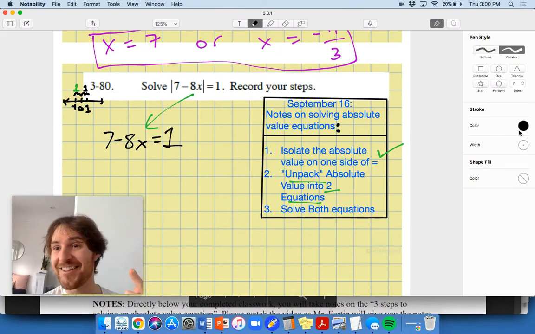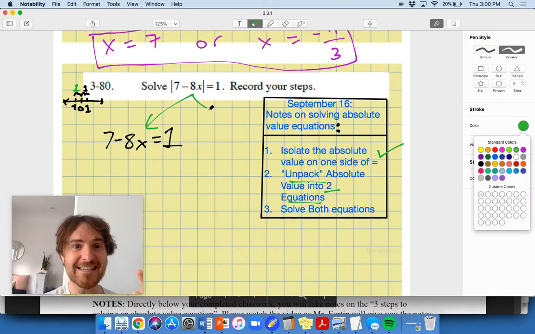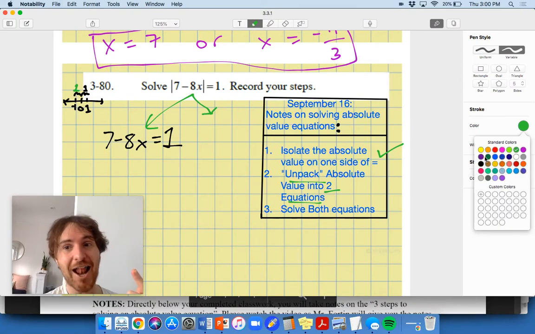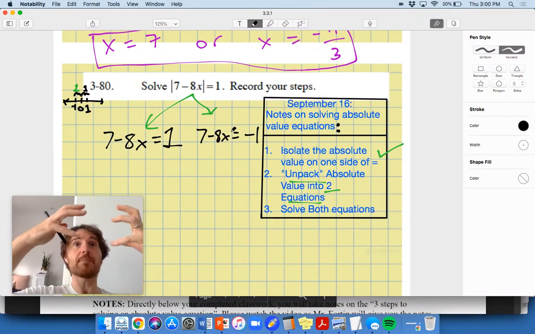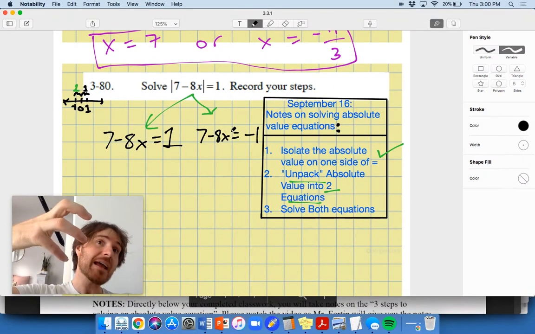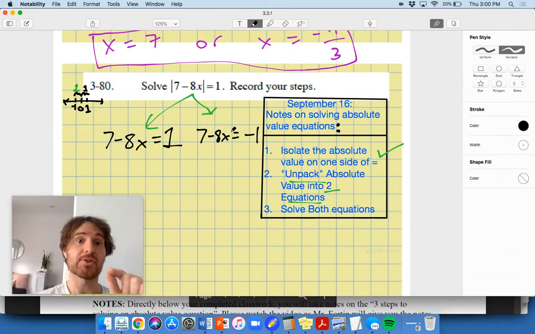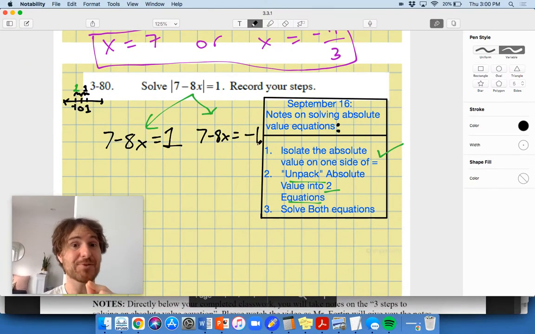1 and, drum roll please, negative 1. Those are the 2 things that 7 minus 8x could represent, because if we took the absolute value of 7 minus 8x, we would get 1 as an answer. So absolute value of 1 is 1. Absolute value of negative 1, right? If this were negative 1 here, we would get the 1 returned here. That equation would be true, okay? So we unpack into 2 equations, that's it.